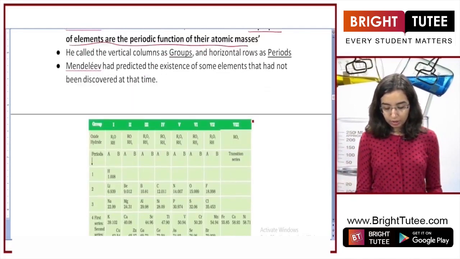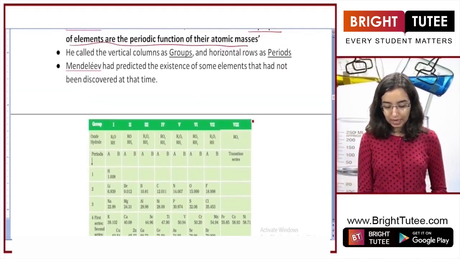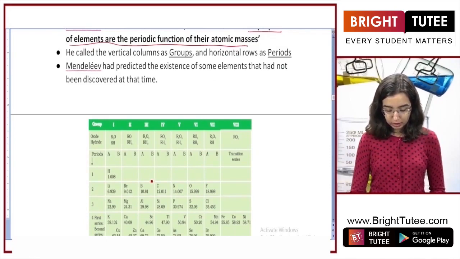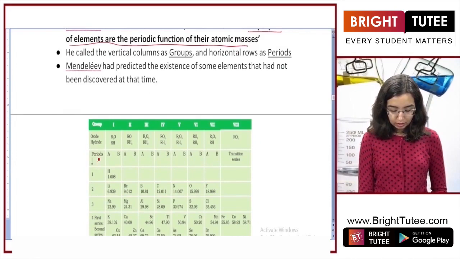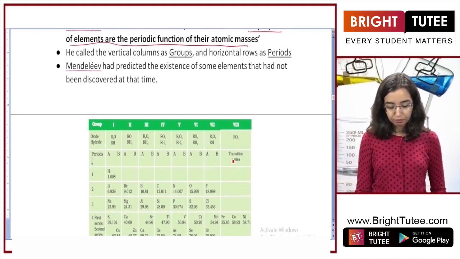So he arranged them and then he called the columns groups, like these are the groups in his classification, and the rows were called periods. So you see that these are the periods, period 1, period 2, period 3, and these are the groups, group 1, group 2, group 3, and so on.